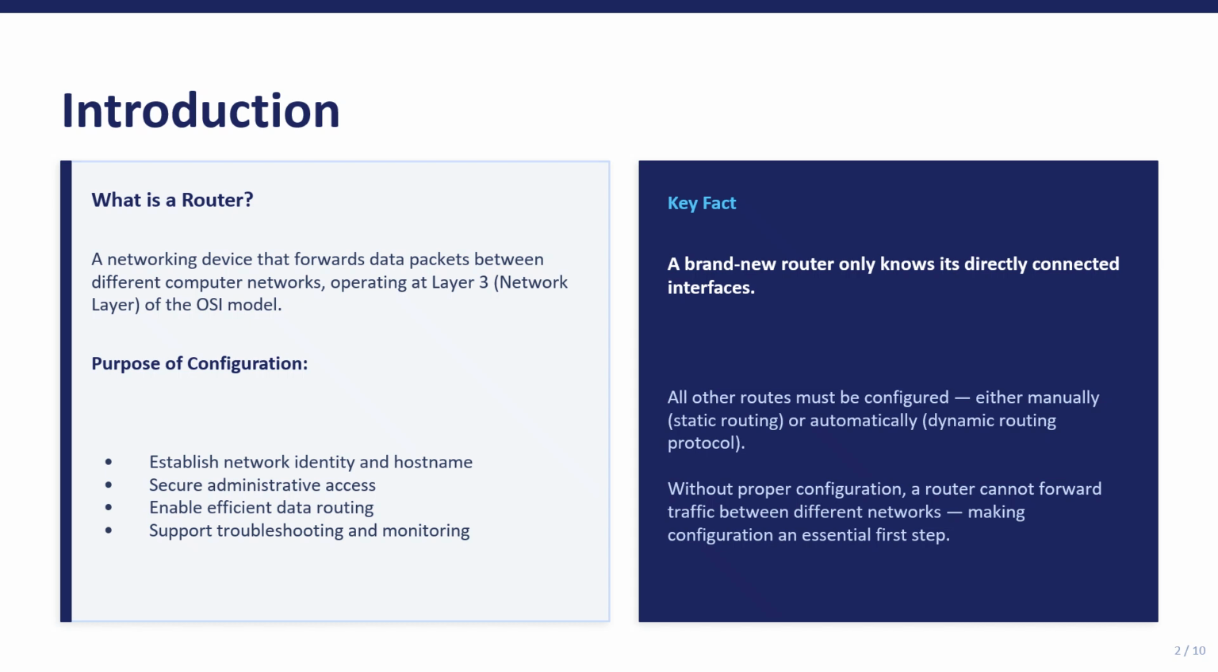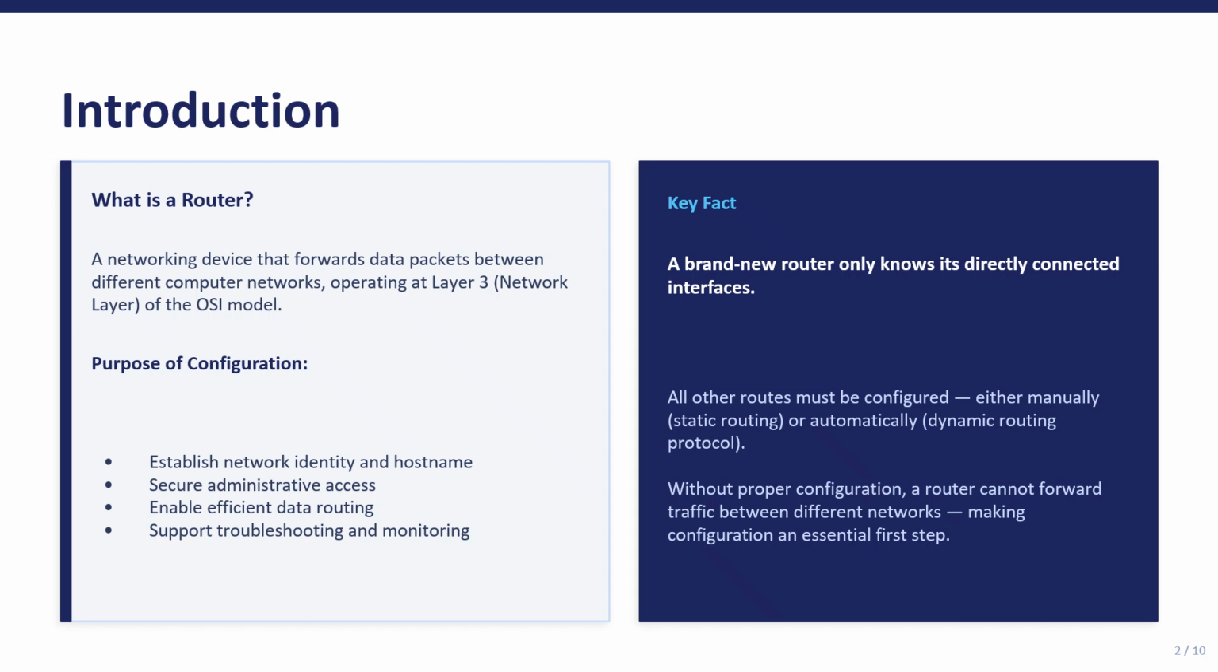As we have said, a router is a layer 3 networking device. It uses IP addresses to decide where to send data packets from one network to another. Before a router can do its job, it needs to be configured. A brand new router only knows its directly connected interfaces. That's why when you unbox a brand new Cisco router or another brand of router, it knows nothing about the network. It can only see its own directly connected interfaces.